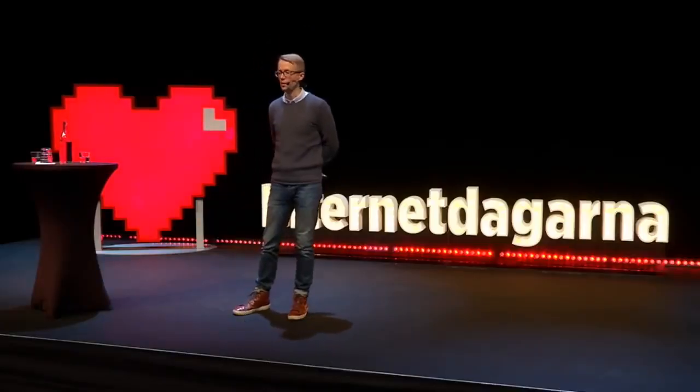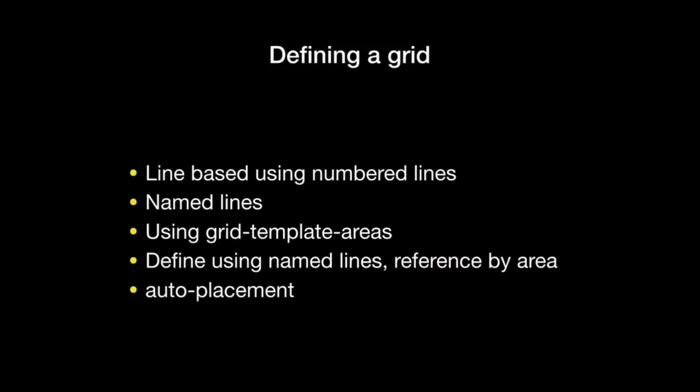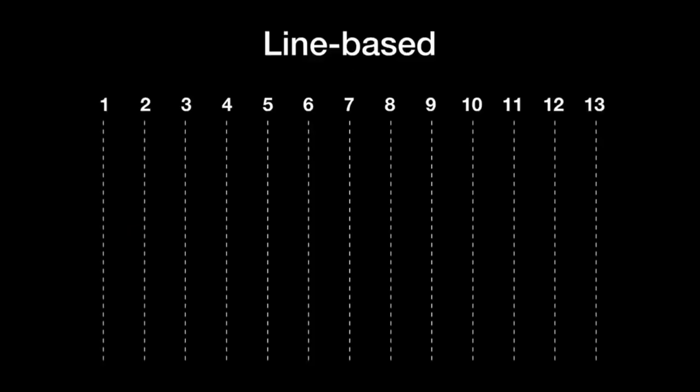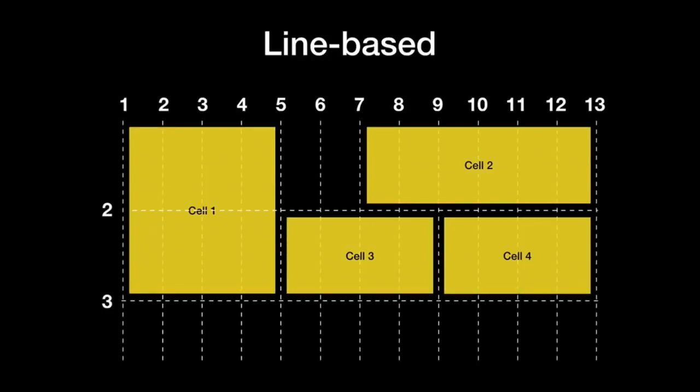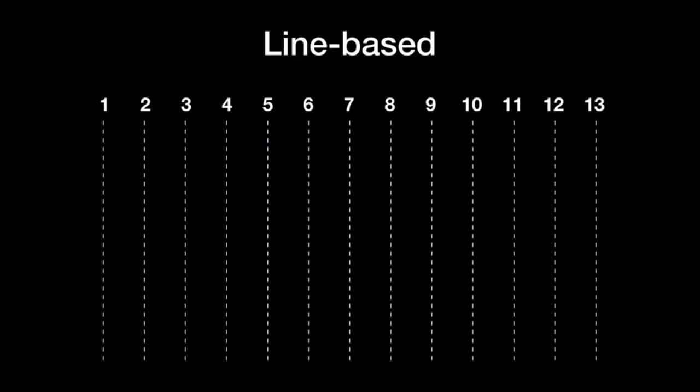There are many ways to define a grid and to place things on a grid. There's line-based notation, named lines, grid template areas, defining using named lines and referencing by area, and there's also auto placement, which we were using in our first example. Now, the most basic form is line-based. So here I've got 4 items placed onto a grid. And let's look at item number 2, cell 2, in more detail. You can see from the image that I want that to go from line number 7 to line number 13. And by the way, obviously, this is a 12-column grid, but that means you have 13 lines, so we're not talking about the tracks themselves, we're talking about the lines in between.